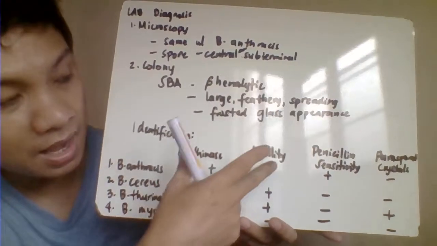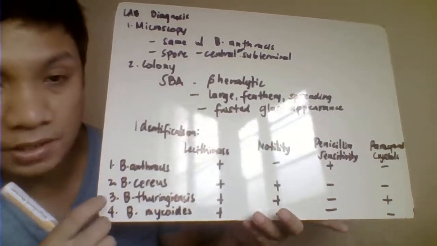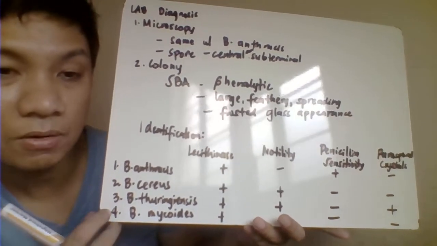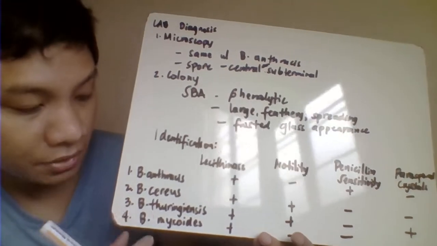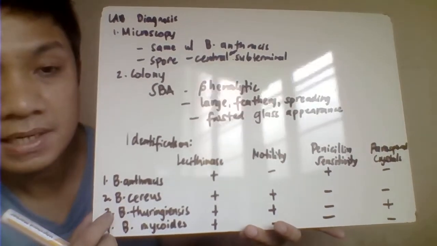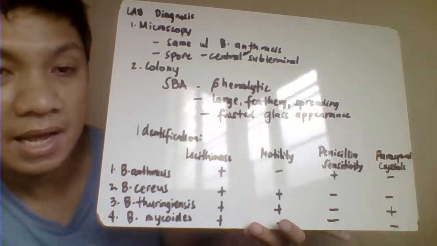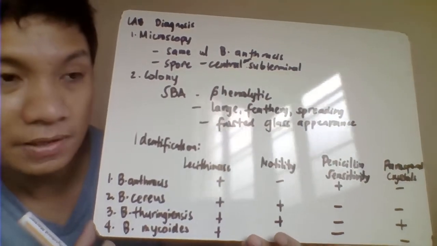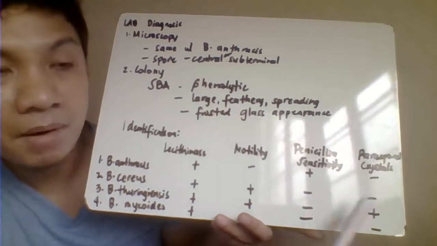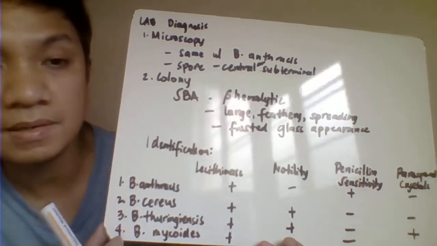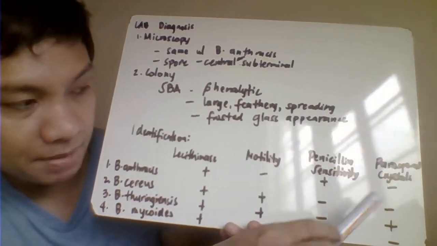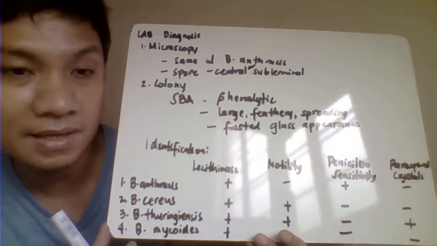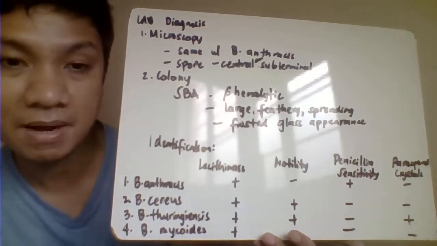Then we have here the summary of their characteristics. All the species of Bacillus here are lecithinase positive. The motile ones only include Bacillus cereus and thuringiensis. For penicillin sensitivity, this is the string of pearls test. The only susceptible one would be Bacillus anthracis. All the rest are resistant. Parasporal crystal could only be found in Bacillus thuringiensis. That's why Bacillus thuringiensis is used as an agent of biological insecticide, because it has a parasporal body.